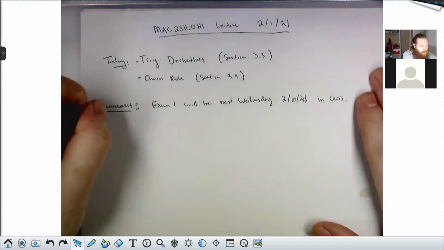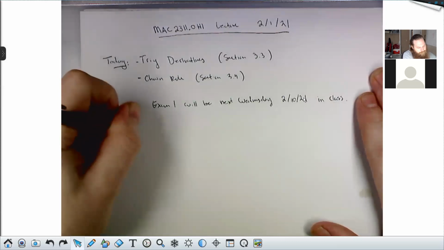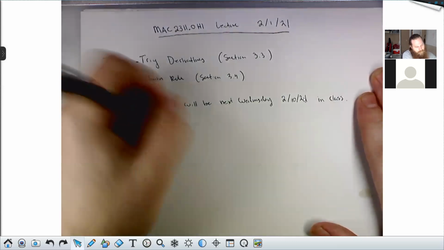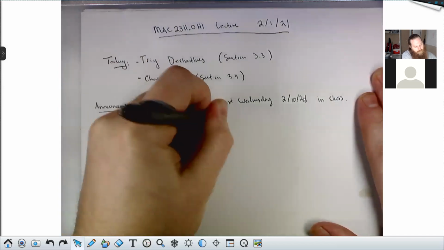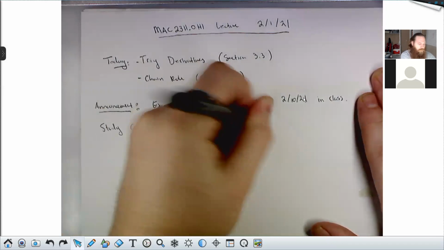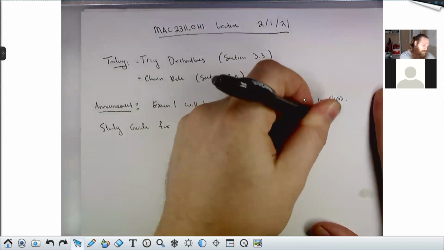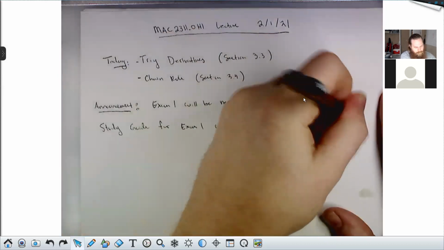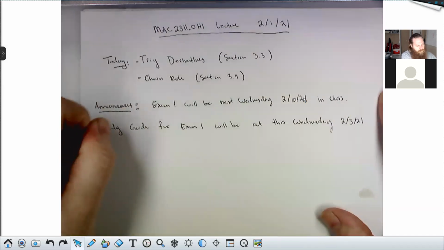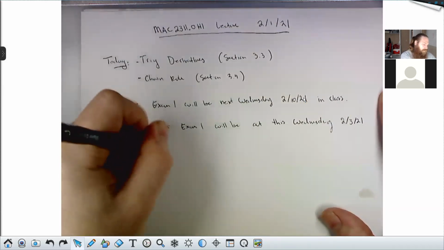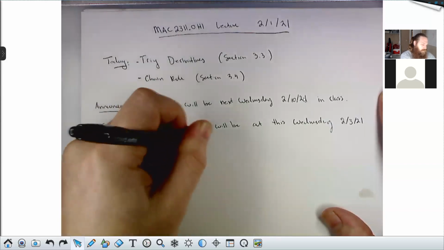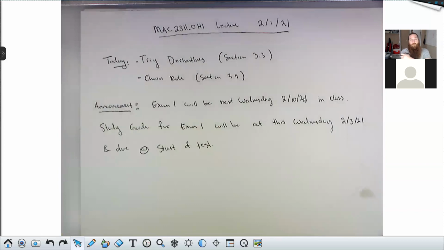The study guide for exam 1 will be out this Wednesday, which I guess is the 3rd, and due at the start of the test. And this will be just a collection of a few problems, right? Not a lot, 10, maybe 15 problems, where I ask you guys to write up full solutions and submit those solutions on Canvas. This does a few things.